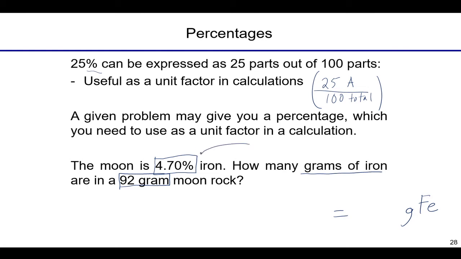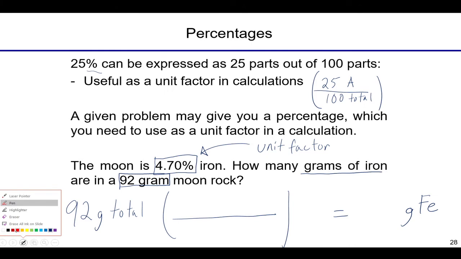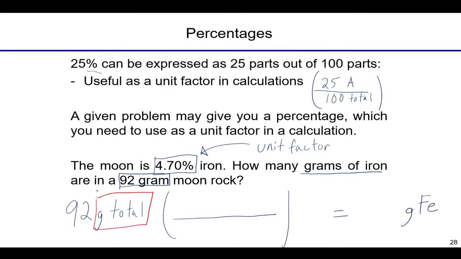But now you remember from Prof. Melko's lecture that these percentages might be the unit factor. So let's start off with the 92 grams total. And then we can think about, well, how am I going to get from grams total to grams of iron? And that's where you can use this percentage as a unit factor. Now, we learned last time that whatever unit is written here immediately goes in the denominator of my unit factor. So whatever unit is there goes down here. So I'm just going to write grams of total.